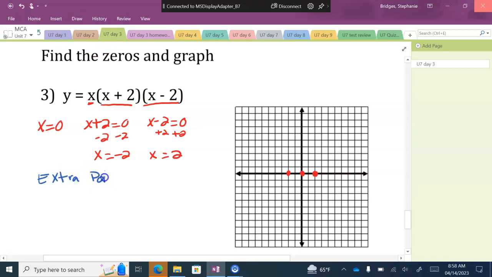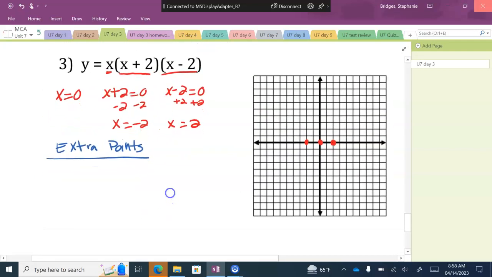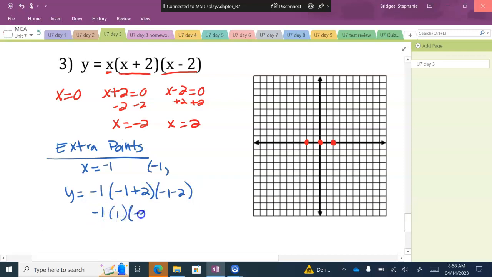And you don't have to write extra points every time you work these out. I'm just writing it so you know what I'm doing. Okay. What is the point in between -2 and 0? -1. So we're going to plug in x equals -1 first. Everywhere there is an x, I'm putting a -1. So that gives me -1 times 1 times -3. What does that value give me? +3. So I'm going to put a point at -1, +3.